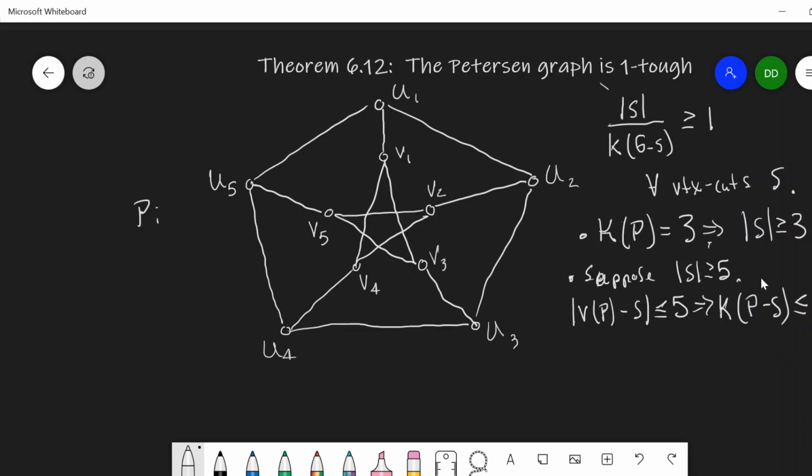So if the cardinality of S is at least 5, then the number of components is at most 5, and it follows then that the cardinality of S over the number of components will have to be at least 1.